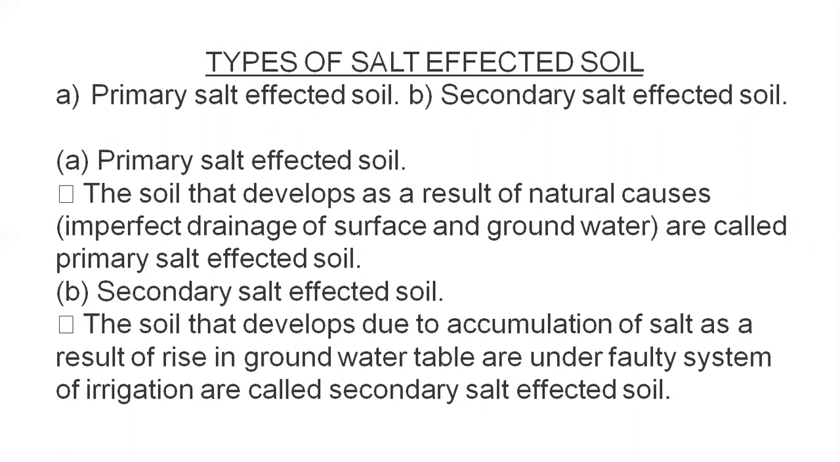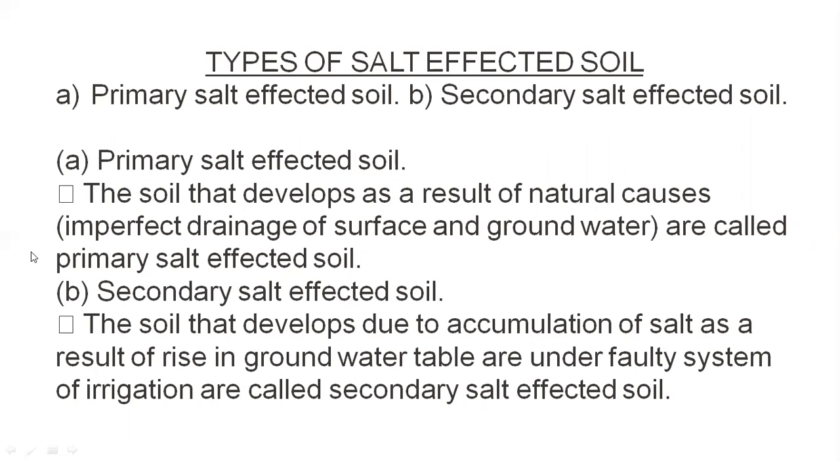Types of salt affected soils are primary salt affected soil and secondary salt affected soil. Over here, E should be replaced by A, and here it should be done also. Secondary salt affected soil, primary salt affected soil.